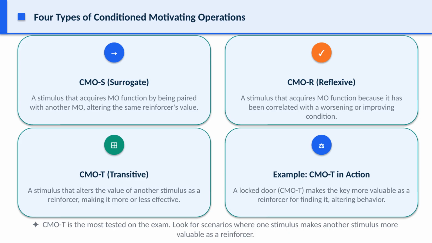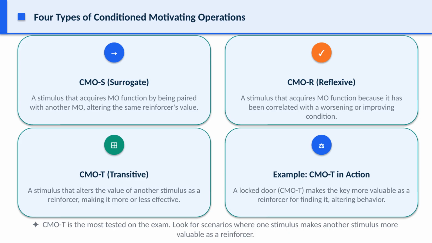Next, CMO-R, reflexive, is correlated with a worsening or improving condition. For example, a warning stimulus that signals an impending aversive event makes escape more valuable. Finally, CMO-T, transitive, alters the value of another stimulus as a reinforcer. The classic locked door example makes the key more valuable, evoking key-seeking behavior. On the BCBA exam, you must recognize that CMOs change the momentary effectiveness of consequences, whereas stimulus control involves antecedent stimuli that evoke behavior due to a history of differential reinforcement.